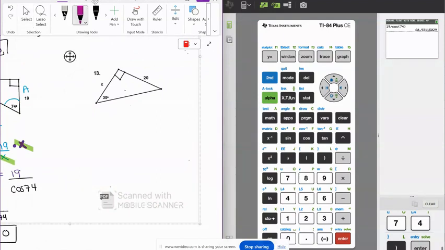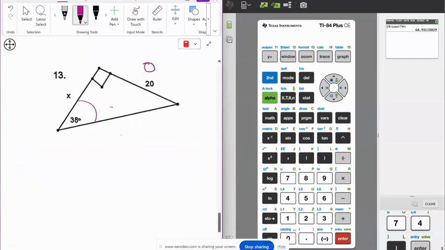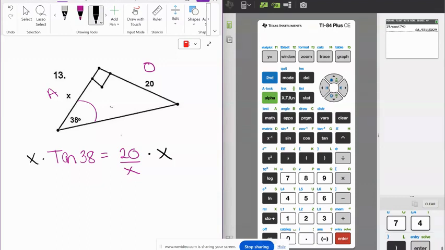So to go over this, we have everything based on the 38. 20 is opposite 38, and x is adjacent to it. So we are using tangent. Tangent of 38 is equal to 20 over x. Can we solve for a variable in the denominator? No. So I have to get it out of the denominator. So we'll multiply by x on both sides.